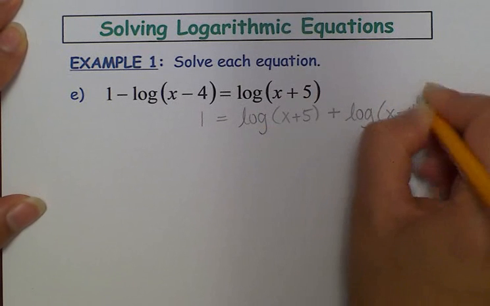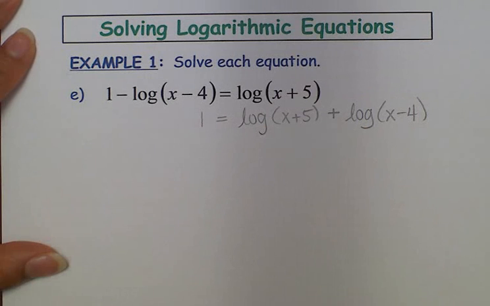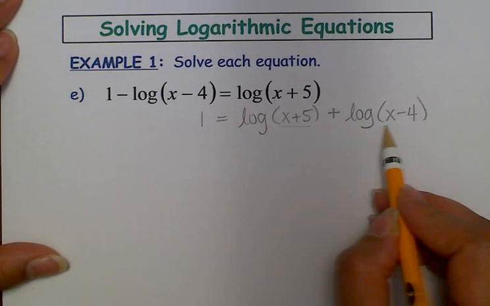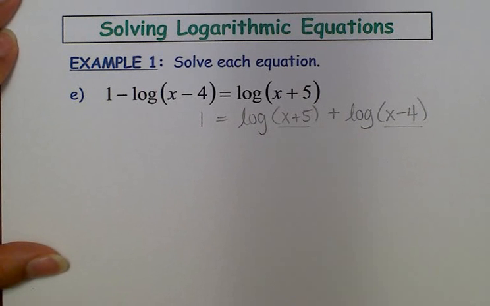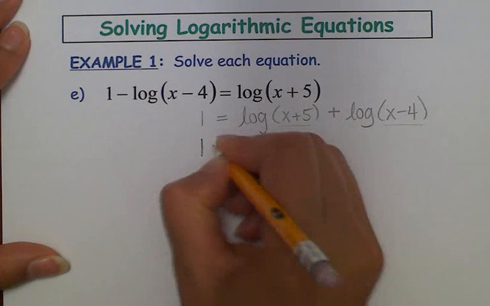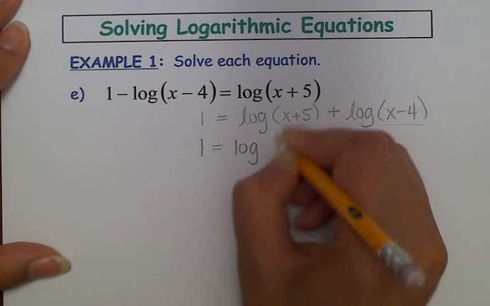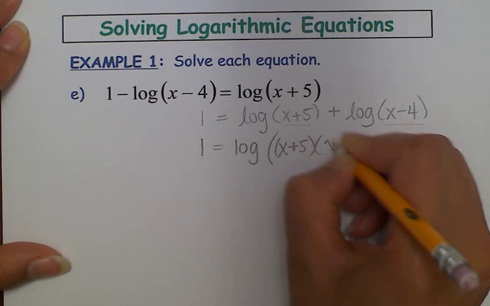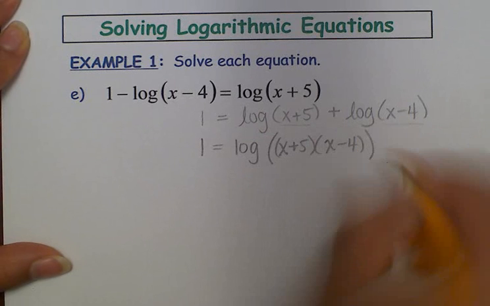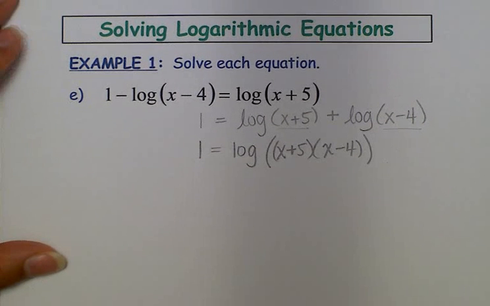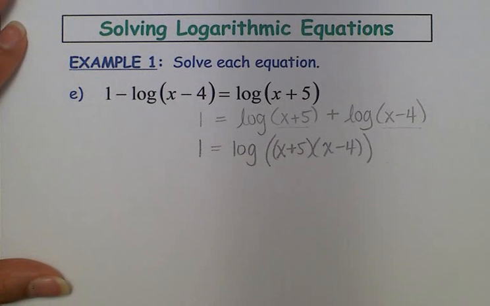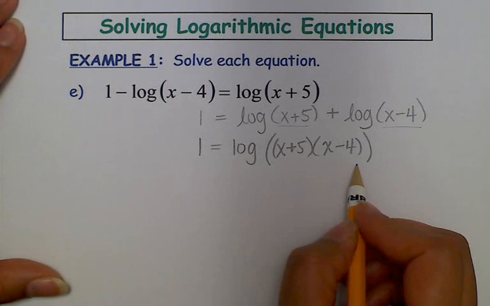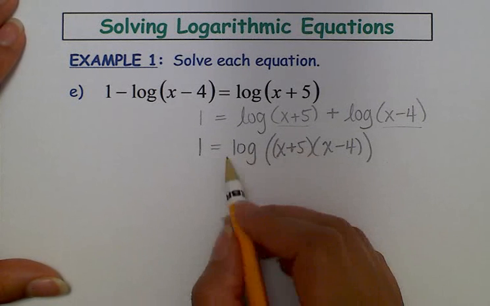And now using the product law of logarithms, because I'm adding two logarithms, I know that I can multiply the expressions that are part of the logarithms. And so I get 1 equals the log of x plus 5 multiplied with x minus 4. Okay, so using the product law of logarithms, I can combine those two logarithmic parts. And so what you'll notice now is that I have one big expression on the right hand side and one expression on the left hand side.